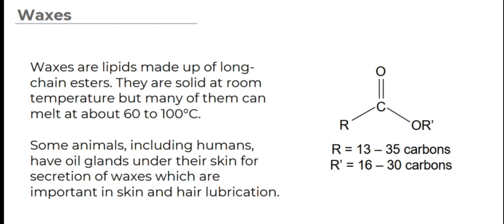Waxes. Waxes are lipids made up of long chain esters. They are solid at room temperature, but many of them can melt at about 60 to 100 degrees Celsius. Some animals, including humans, have oil glands under their skin for secretion of waxes, which are important in skin and hair lubrication.